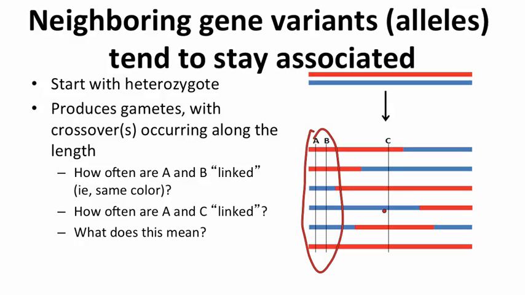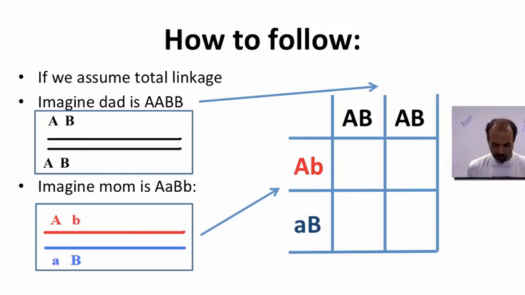If you have genes close together, they tend to be inherited together. You're violating this principle of independent assortment that I described before, though what's happening in this case is you're looking along one chromosome rather than looking at different chromosomes. But you can no longer multiply the probabilities like we did before. So let's try to follow this.